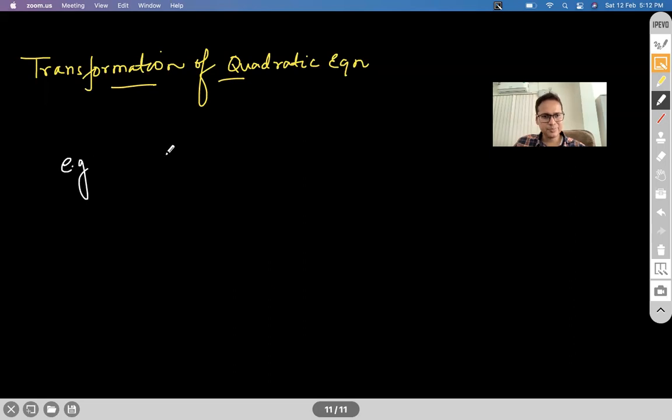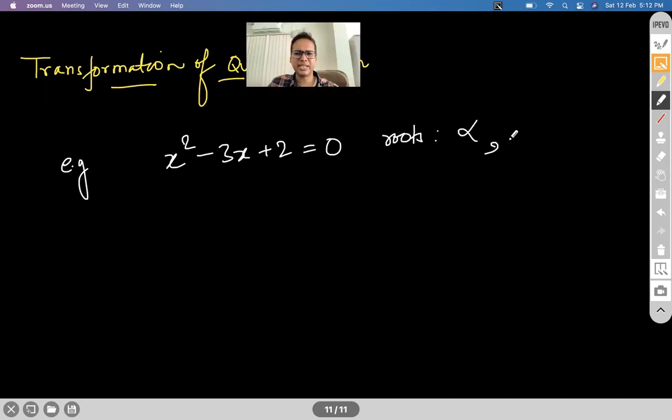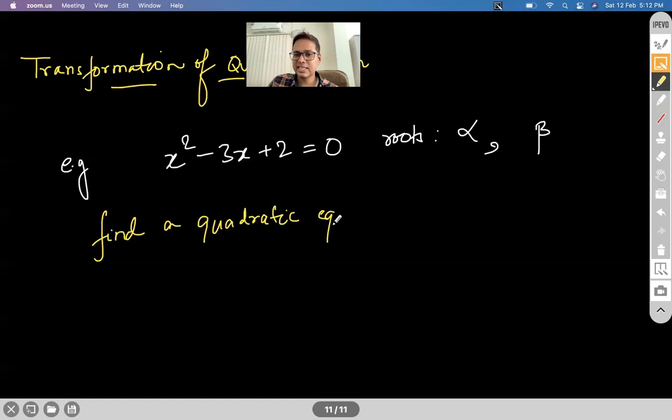Let's say I have an equation like this, whose roots are some values alpha and beta. In fact, you can find them out, but I don't want you to find them out. Now I have a question for you. Find a quadratic equation with roots alpha plus 3 and beta plus 3. How will you solve this question?